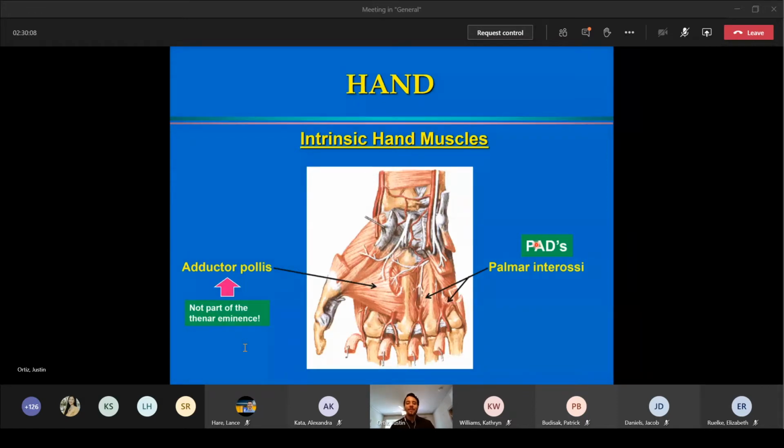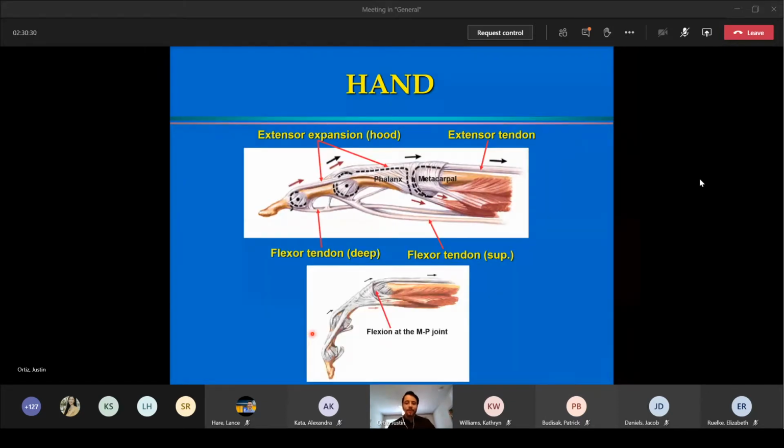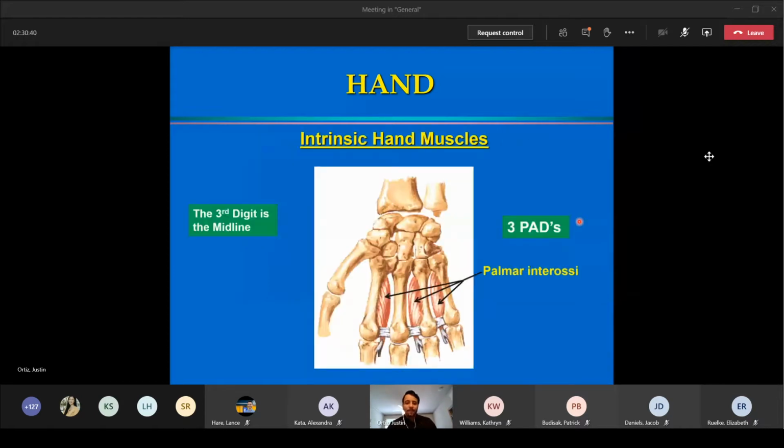The reason why you remember it as PAD is the palmar interosseous muscles cause adduction, which just means bringing your fingers back. So from here to here is adduction. This is the same thing. I'm not going to go over it, but these are the same exact images that he showed us earlier. Remember, adductor pollicis is not part of the thenar eminence. Nothing to note here, I think. It's cool that we have an extensor expansion here, but I don't think we need to understand anything here. And then, it's also important that we have 3 PADs.